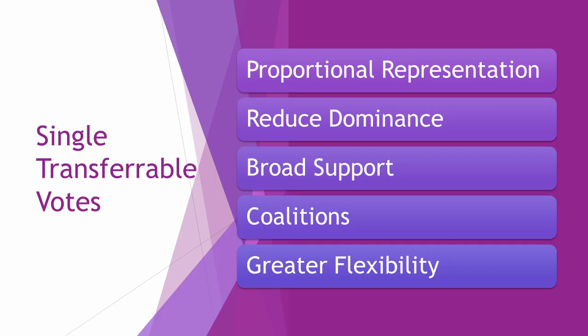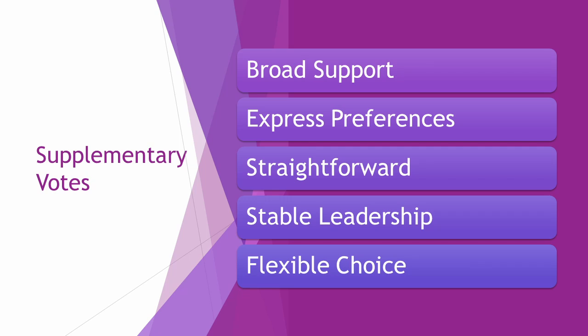The impact of the single transferable vote system on voter choice is that it allows voters to rank candidates in order of preference, giving them greater flexibility and ensuring that their votes contribute to the election outcome even if their first choice candidate does not win. One reason why the supplementary vote system is used for electing mayors in the UK is because it ensures that the winning candidate has a broader base of support by requiring them to gain more than 50% of the vote after second preferences are counted.